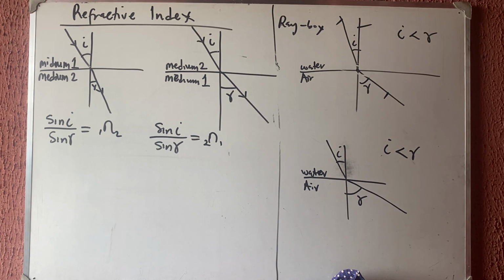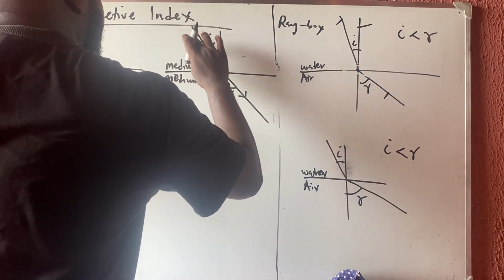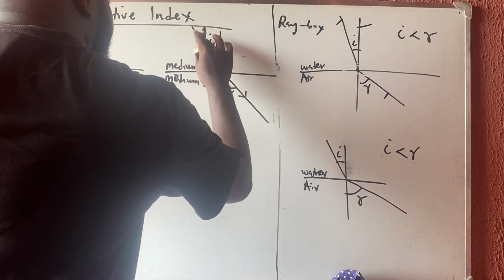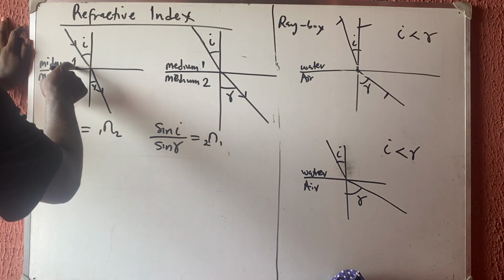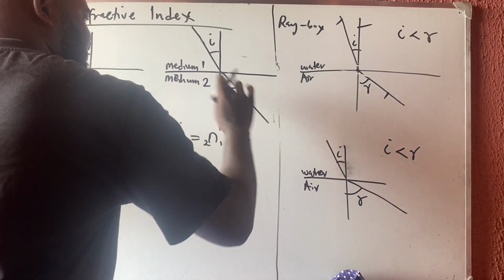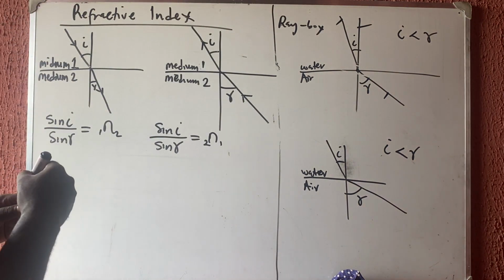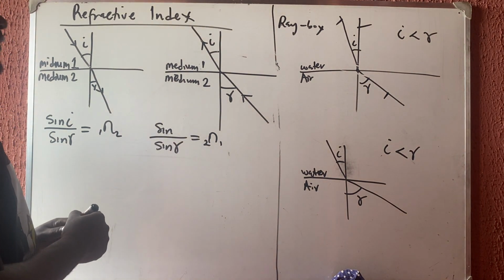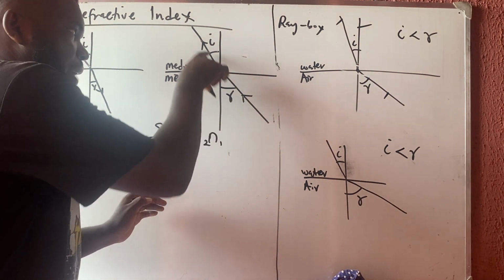Now, something is going to happen here. Let me do it in a way that you understand better. Let us use the same medium again, where here is 1 and here is 2. I want to use the same thing here, but this time around, we are passing the light this way. Your refractive index is always the sine of where it is coming from. So this is coming from r, so it's coming from r to i.